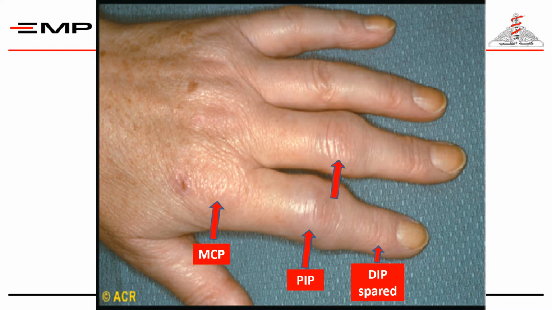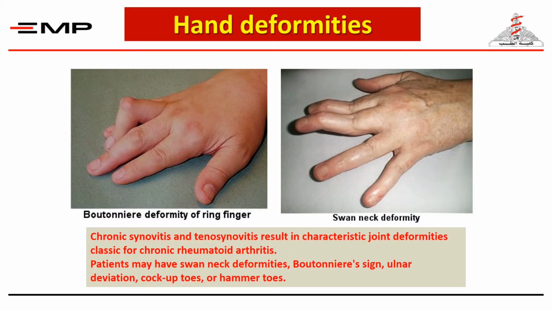This is a hand of a rheumatoid arthritis patient. As we see, there is swelling in about all the proximal interphalangeal joints and the metacarpophalangeal joints, especially the second one, sparing the distal interphalangeal joints as we see in the picture.